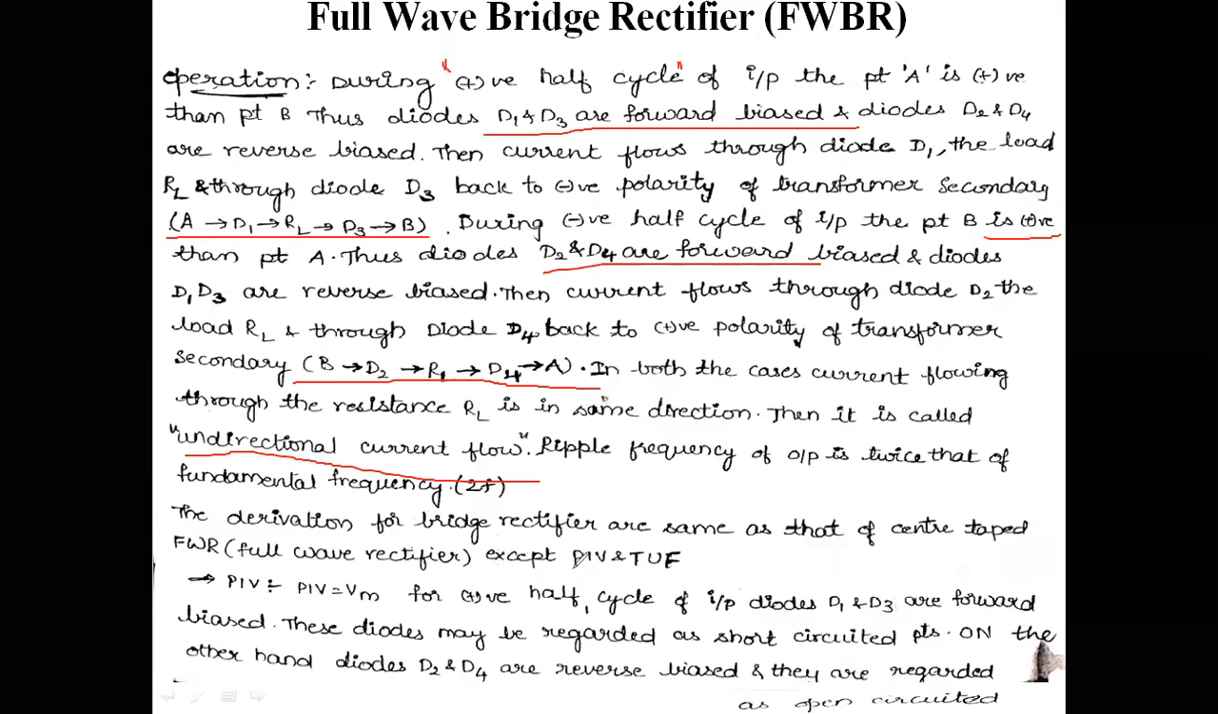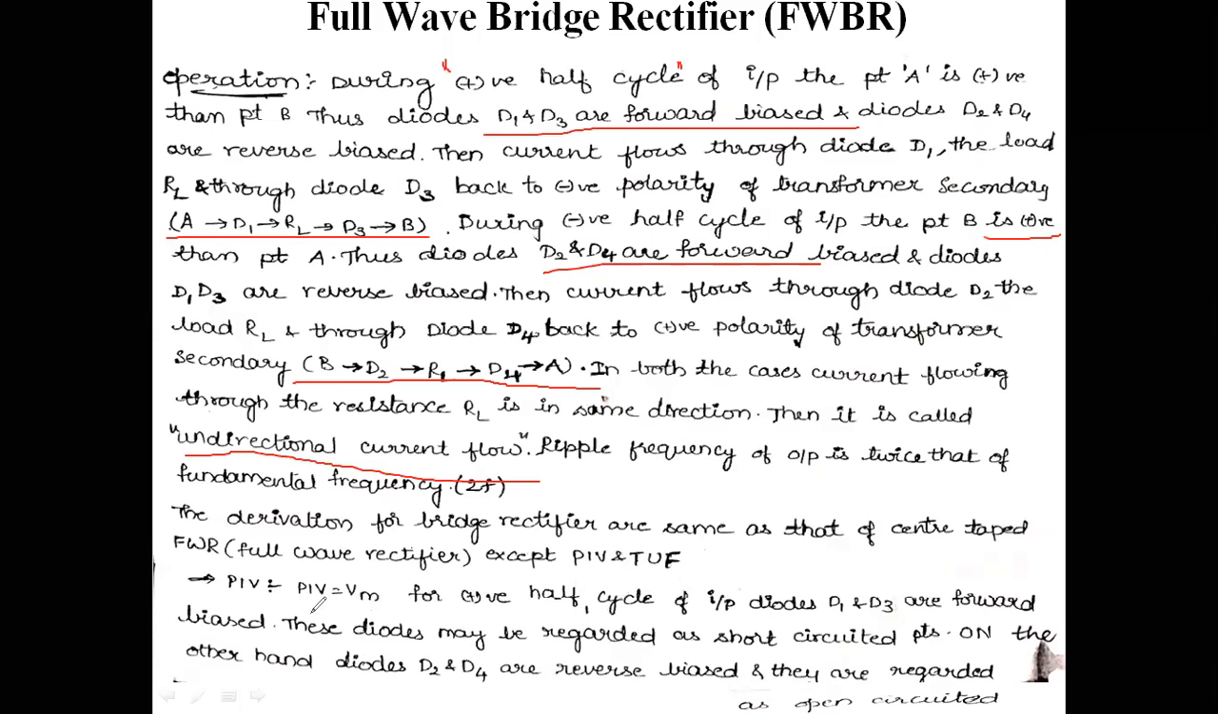For our convenience, I have not derived all the terms here. Only one parameter is there, and that parameter I have derived. That is the transformer utilization factor. Except PIV and TUF, these are the two factors we are going to see, and the variation in these two circuits we are going to see.